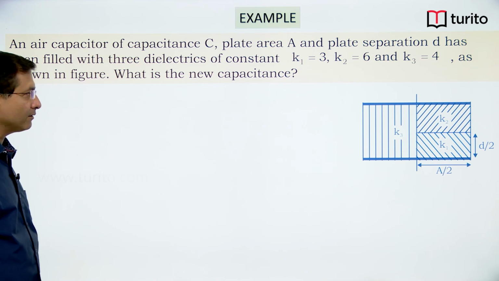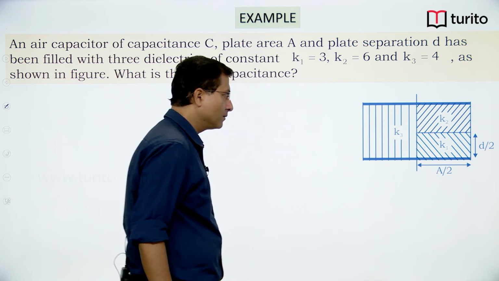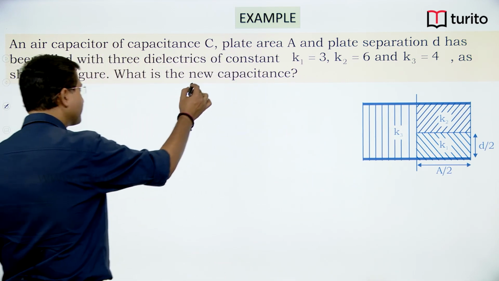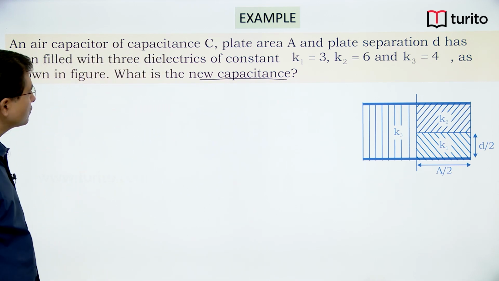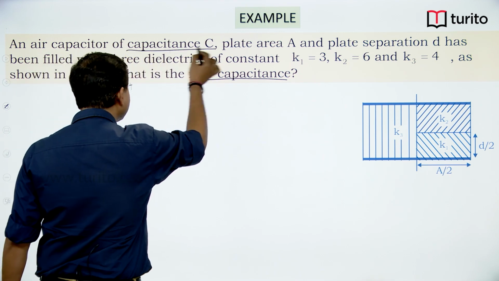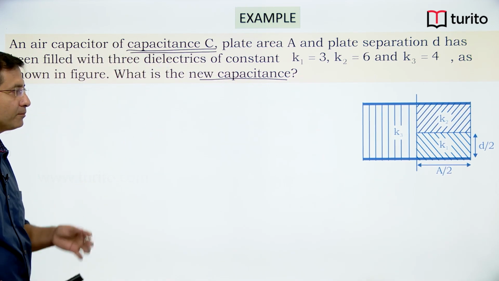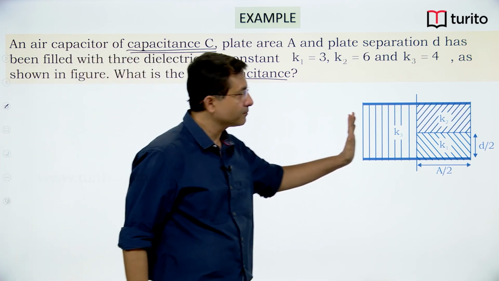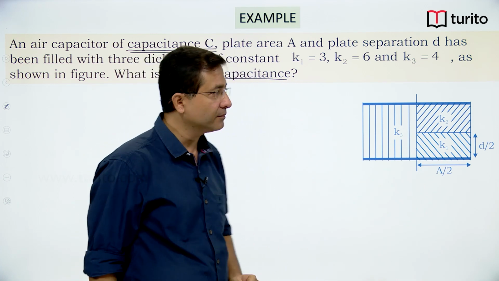So, now I have arranged 3 dielectrics this way, and I need to find out the capacitance. When nothing was placed, the capacitance of the arrangement was C, it is given, and then we place dielectric slabs this way, and now I want to find out the capacitance of the arrangement.